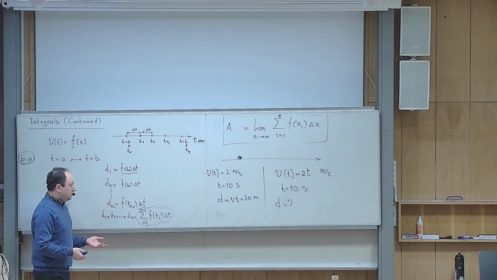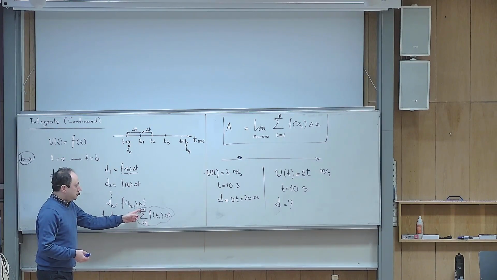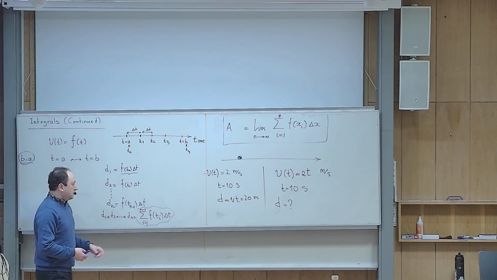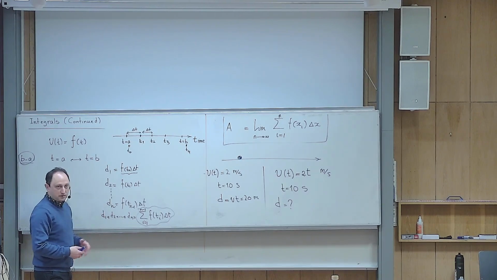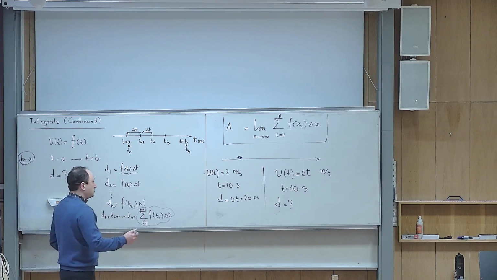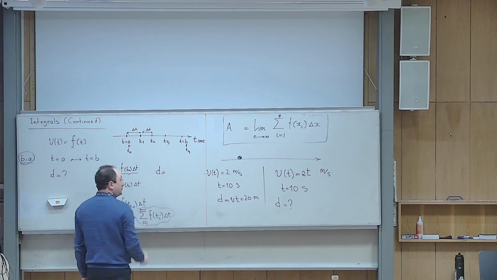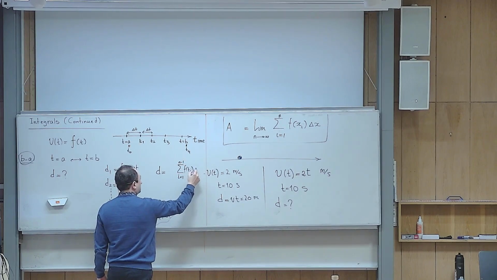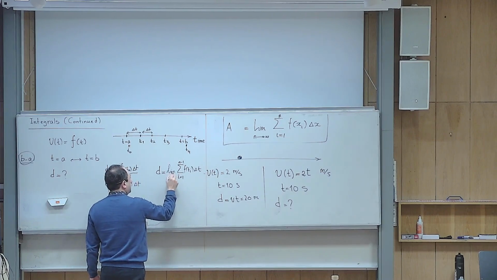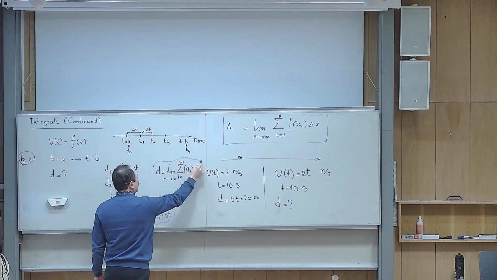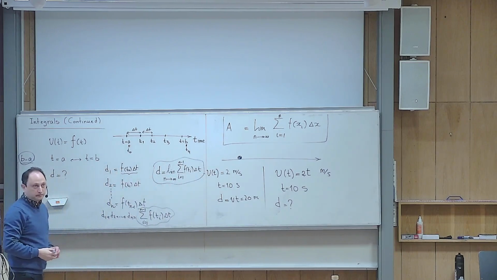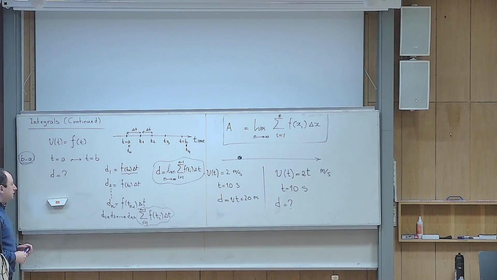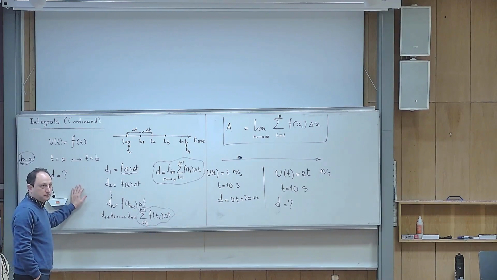But hopefully you agree with me, if I increase the number of partitions, then I am making my error of the distance traveled by my particle less and less. Okay, and exactly the same story. So if you want to find d, you take this sum and take the limit and send n to infinity. Okay, so tell me, is the idea clear for you?